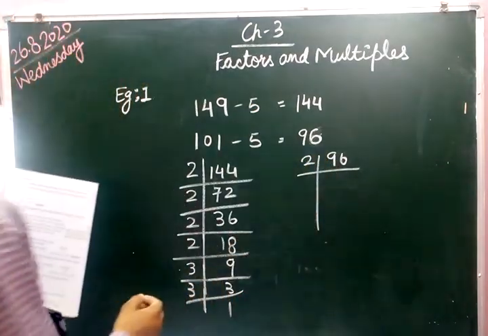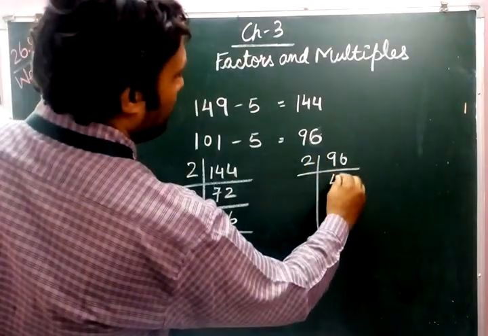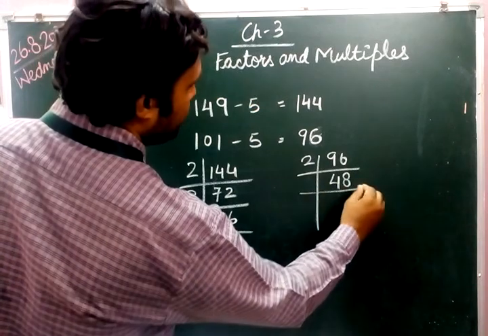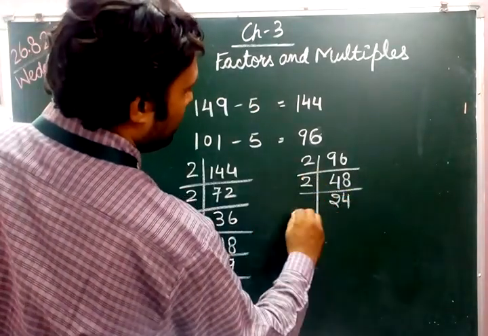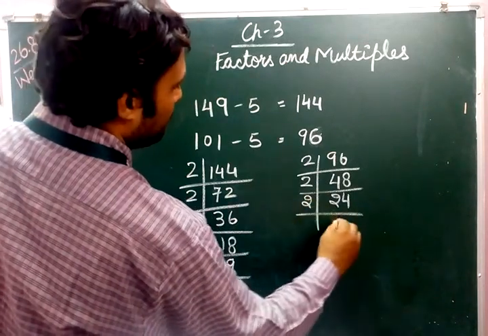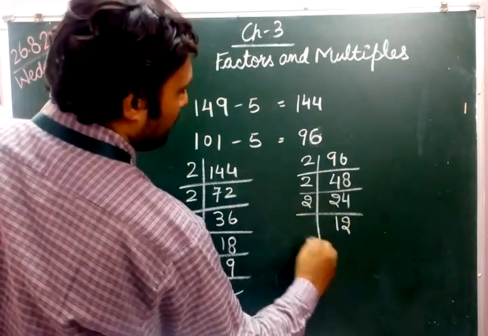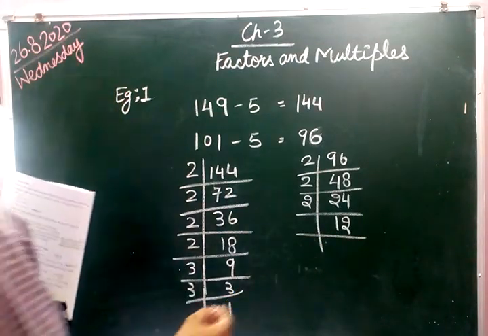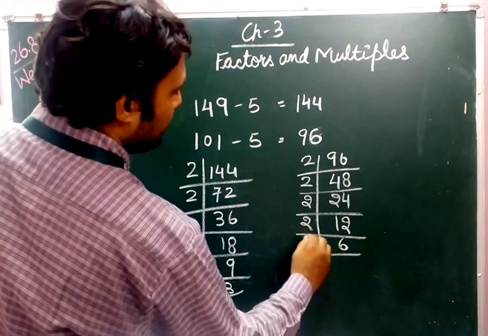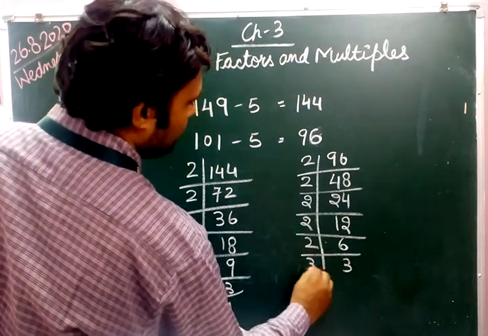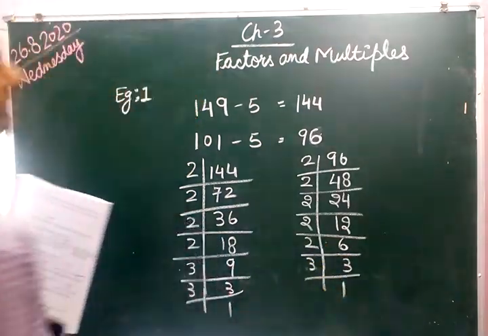96 divided by 2, you got 48. 48 divided by 2, you got 24. 24 divided by 2, you got 12. 12 divided by 2, you got 6. 6 divided by 2, you got 3.